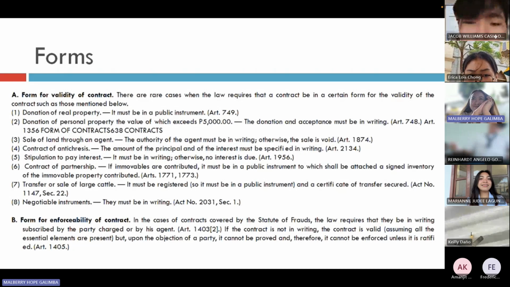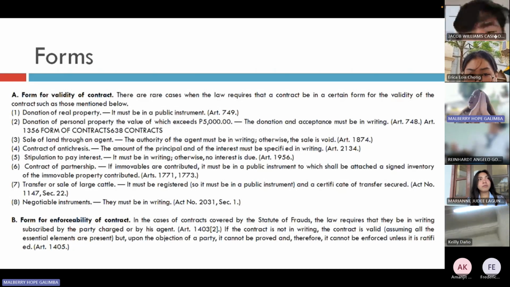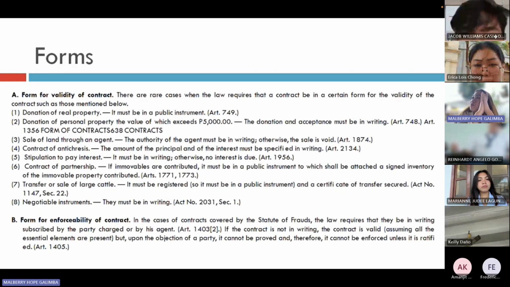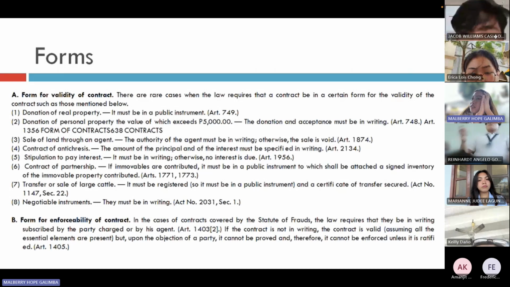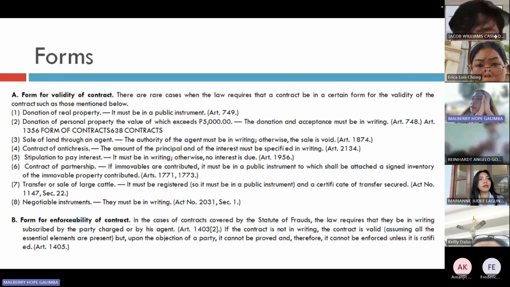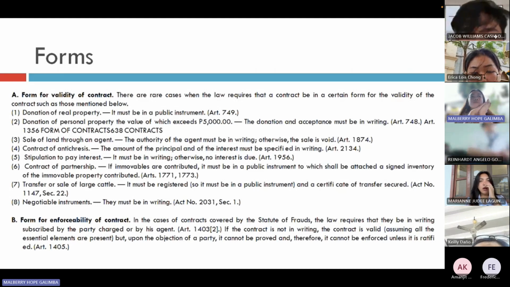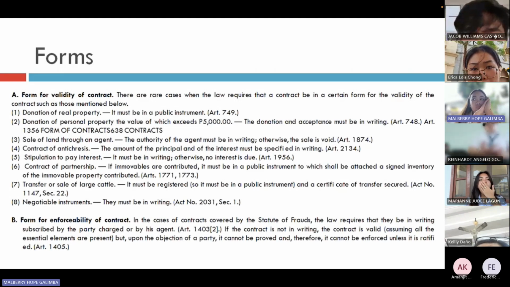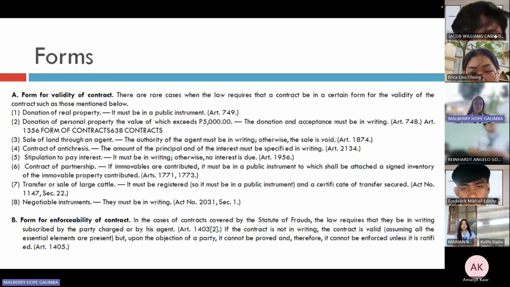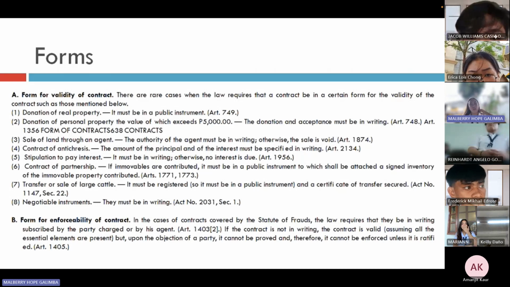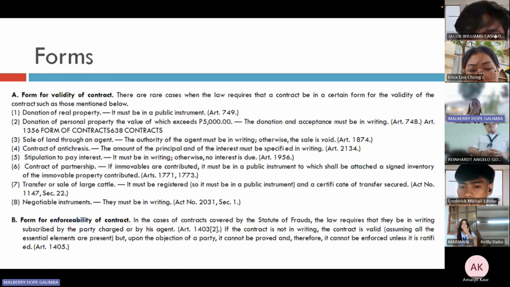Contract of anti-crisis, which you will learn, I don't know if the school will still be offering law on sales for this in the second semester. But anti-crisis, you have there a different kind of contract. The amount of the principal, land, and of the interest must be specified in writing in order to be valid. Stipulation to pay interest: if there is a contract of loan, and there is no stipulation to pay interest, then the interest must be expressly stated in writing, otherwise no interest is due.